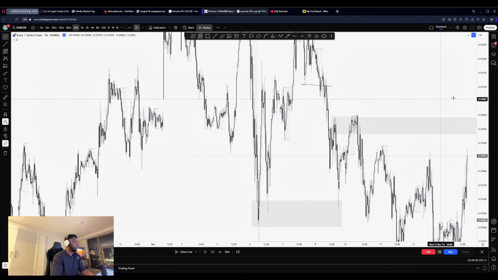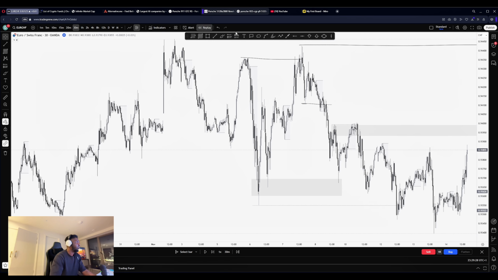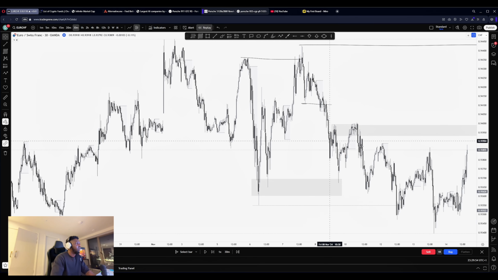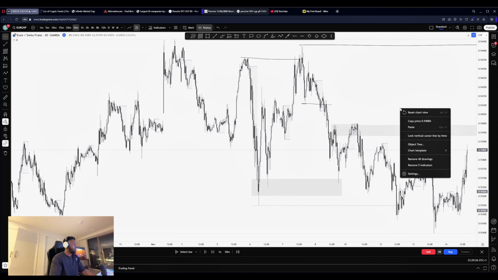Because if you do your market structure, your higher highs, higher lows, you have this lower high here that gave this lower low, the market came back, price came back to sweep this lower high before continuing down. So this is a very valid sweep.